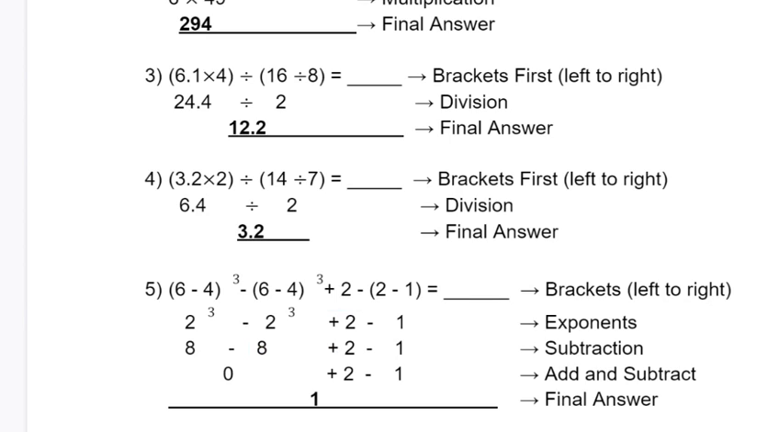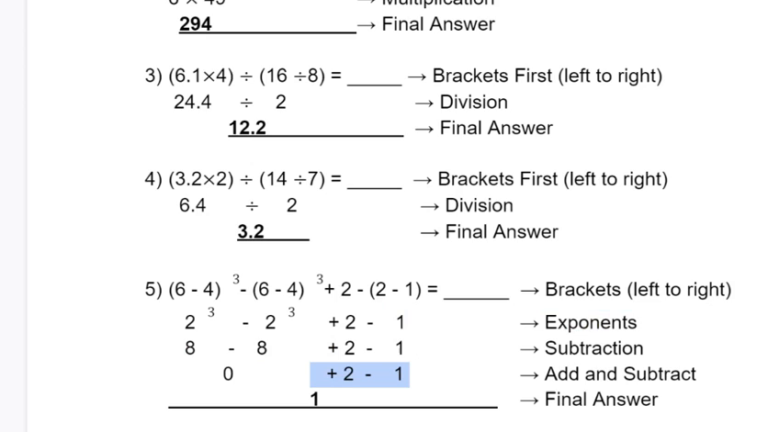And now the next thing we have here is either addition or subtraction. Because we're reading it from left to right, we have subtraction first. That is what we're going to do. So 8 minus 8 is 0, and then just this part comes down.